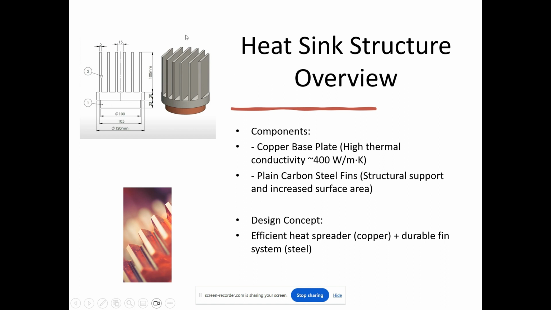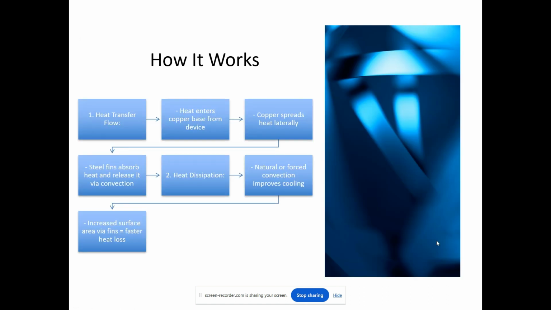So design concept of our heat sink. Efficient heat spreader. So we have copper kwa sababu ina high thermal conductivity, inamaanisha kama tutaitumia kwenye heat sink tukiattach kwenye component, labda electronic component ambayo ina generate heat, it will absorb the heat from that component very fast kwa sababu ya high thermal conductivity, and that's what we need for efficient cooling, right? But then if we use plain carbon steel as the fins, the fins will be very durable because they are steel, right? It's structural integrity, right?